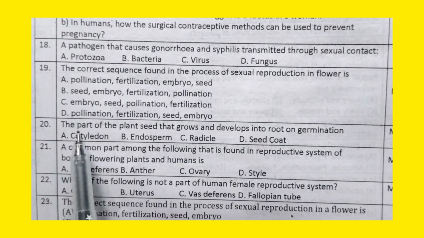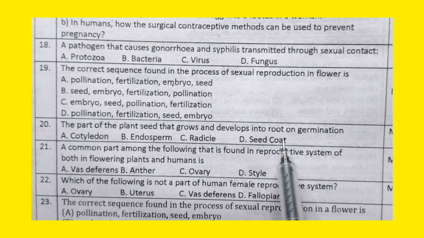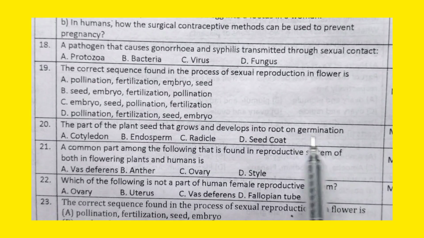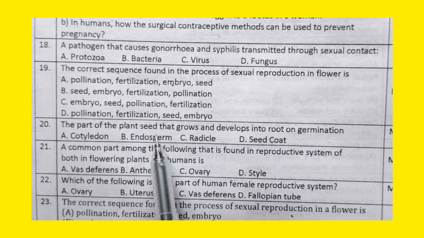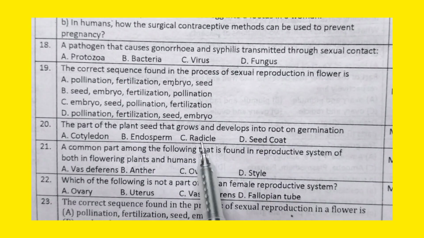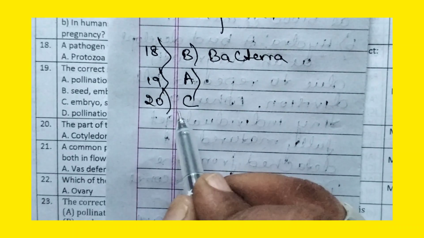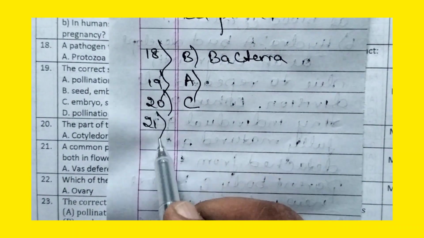Then coming to the 20th question, the part of the plant seed that grows and develops into root on germination. So it is option C, radicle will become root. So the right answer for the 20th question is option C. Now let us move to the 21st question.